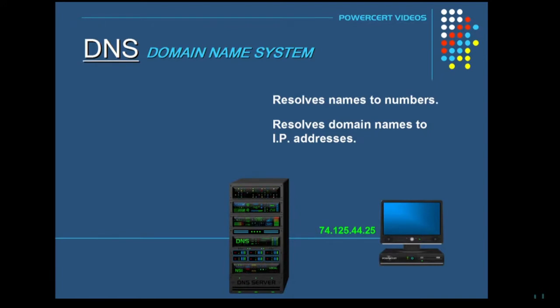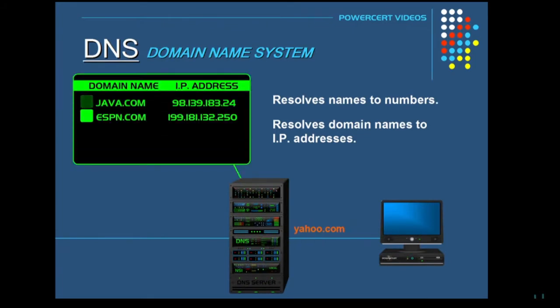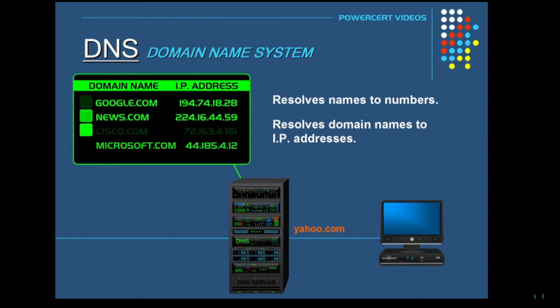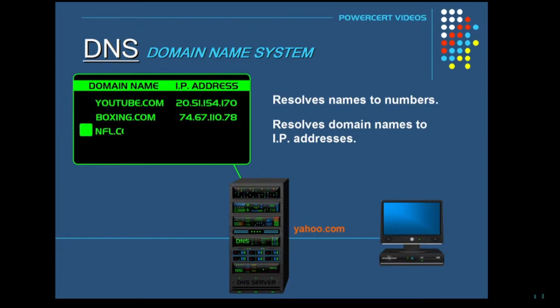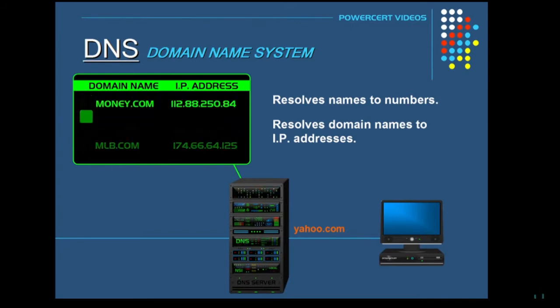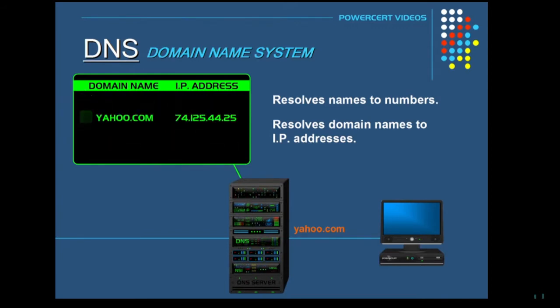So back to our example, when you type in yahoo.com in your web browser, the DNS server will search through its database to find a matching IP address for that domain name. And when it finds it, it will resolve that domain name to the IP address of the Yahoo website. Once that is done, your computer is able to communicate with the Yahoo web server and retrieve the web page. So DNS basically works like a phone book. When you want to find a number, you don't look up the number first. You look up the name first, then it will give you the number.